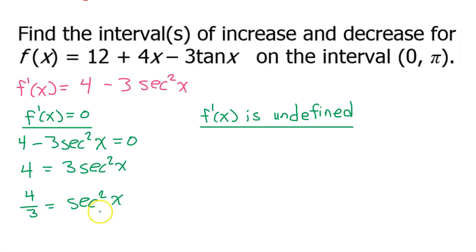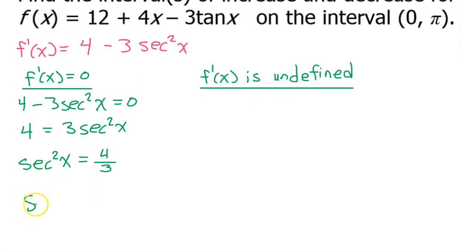I'm just going to flip this around. Taking the square root of both sides to get rid of this exponent, we will have secant x is equal to plus or minus. Don't forget, when you take the square root of both sides, the solution can be positive or negative. And now I'm taking the square root of 4/3. When you take the square root of a fraction, you take the square root of the numerator and the denominator separately. The square root of 4 is 2, and then in the denominator we have the square root of 3.